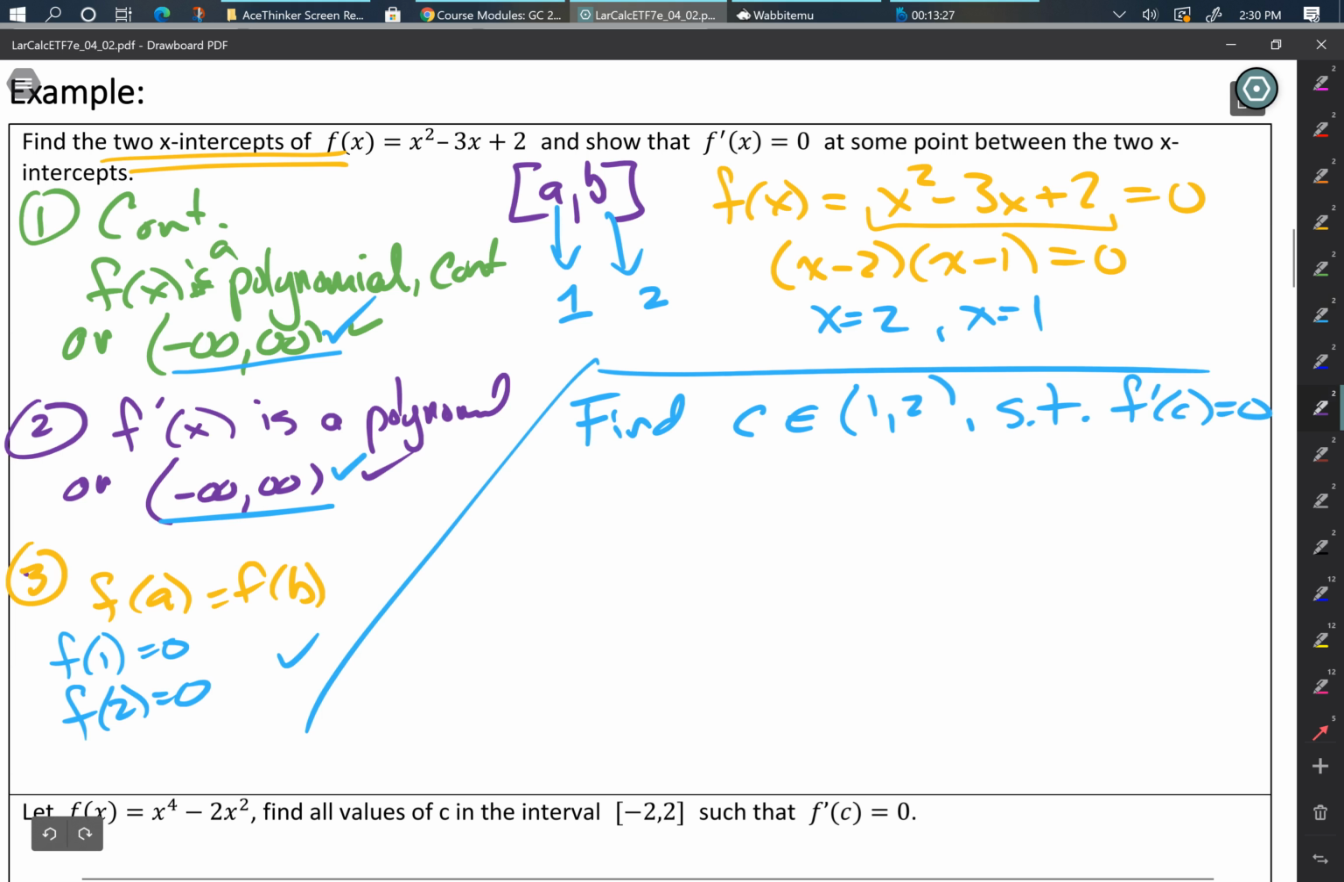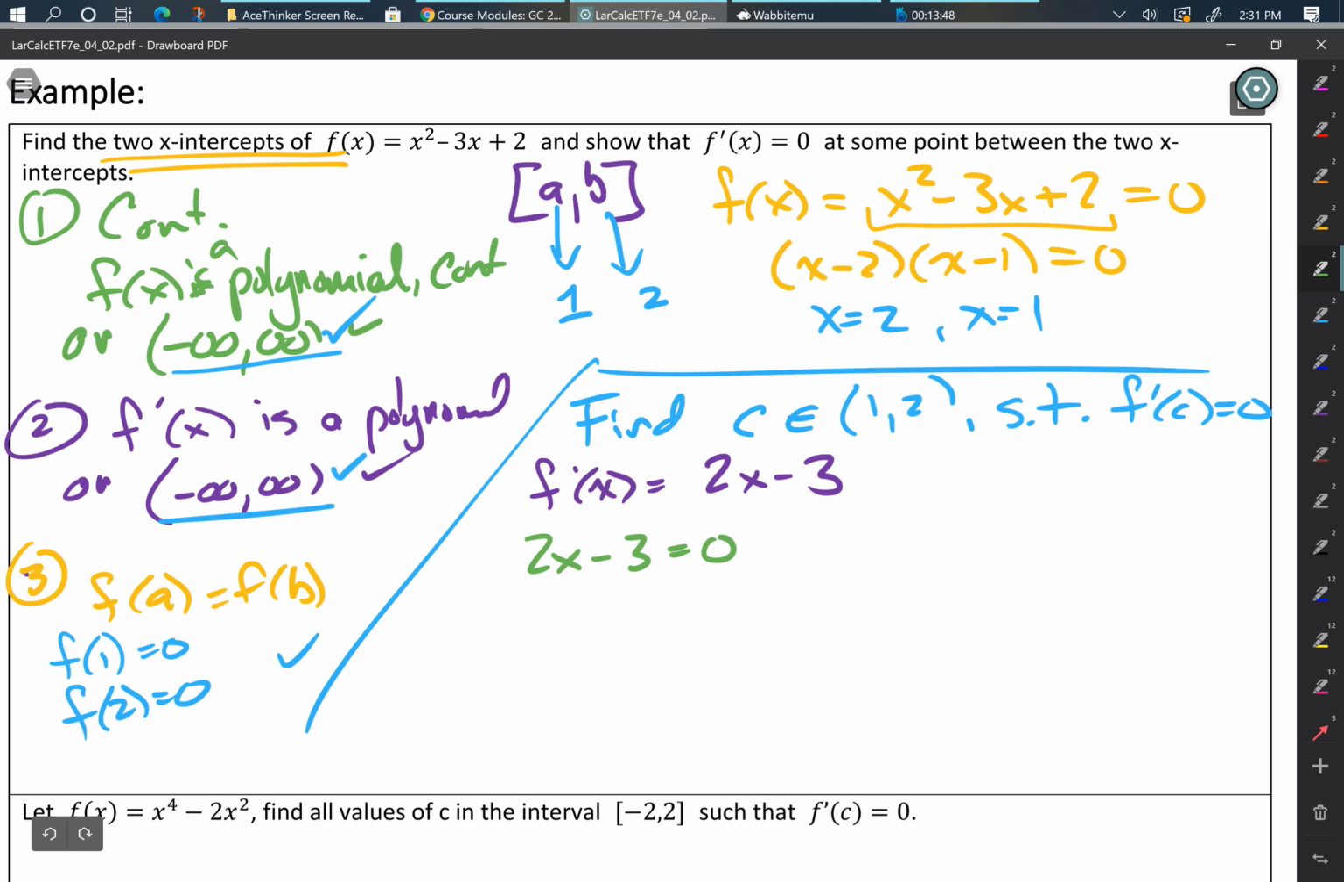Well, before I can find c, I've got to find f prime. So what is f prime of x? Well, the derivative of x squared is 2x, the derivative of negative 3x is negative 3, and the derivative of 2 is 0. And now I will take that derivative, set it equal to 0, and figure out where this is going to happen. Let's see, that's when x is equal to 3 halves, or if you prefer, 1.5. Is 1.5 somewhere on that interval? I believe it is.